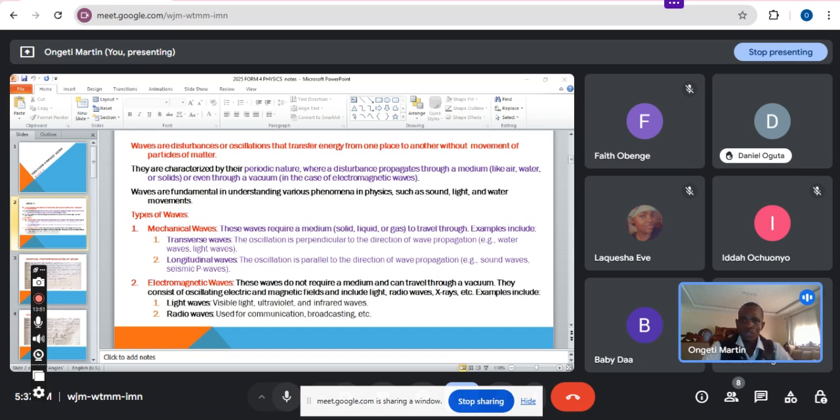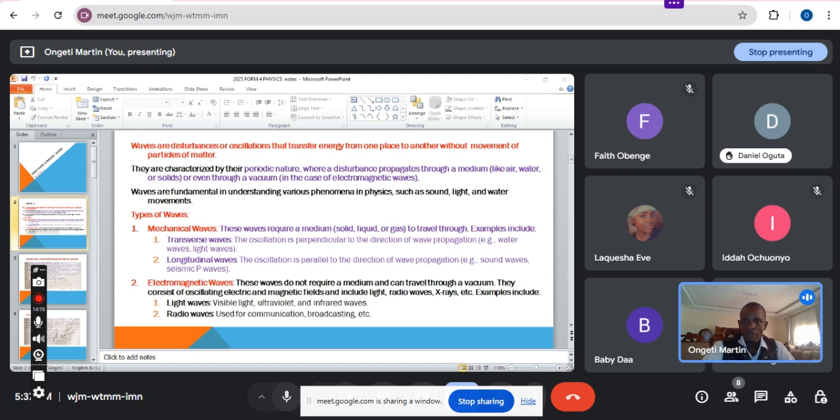And then we also said that waves can also be characterized either as periodic in nature, whereby they propagate through a medium within a certain period of time. And for those ones that are able to travel through a medium, we normally refer to them as mechanical waves. But there are those ones that do not require material medium for their transmission. We call them electromagnetic waves.